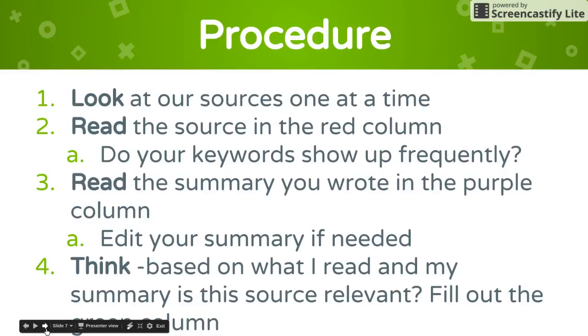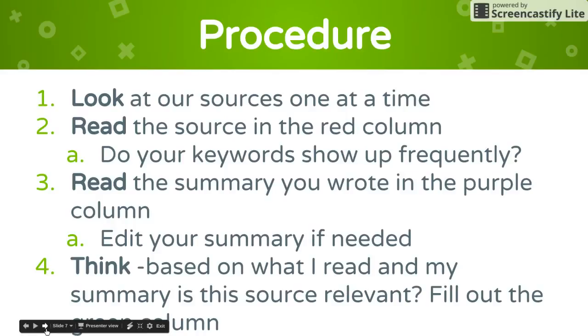The next thing I'm going to do after I've reread my source and I remember what this is about, then I'm going to look at the purple column and read the summary that I wrote and make sure that that's still what this article is about. Now that I've read the article a second time, does my summary still match? If my summary needs to be edited, if I maybe missed an important fact or I was off a little bit in what I understood the first time I read that article, then I would change that to make sure my summary was correct.